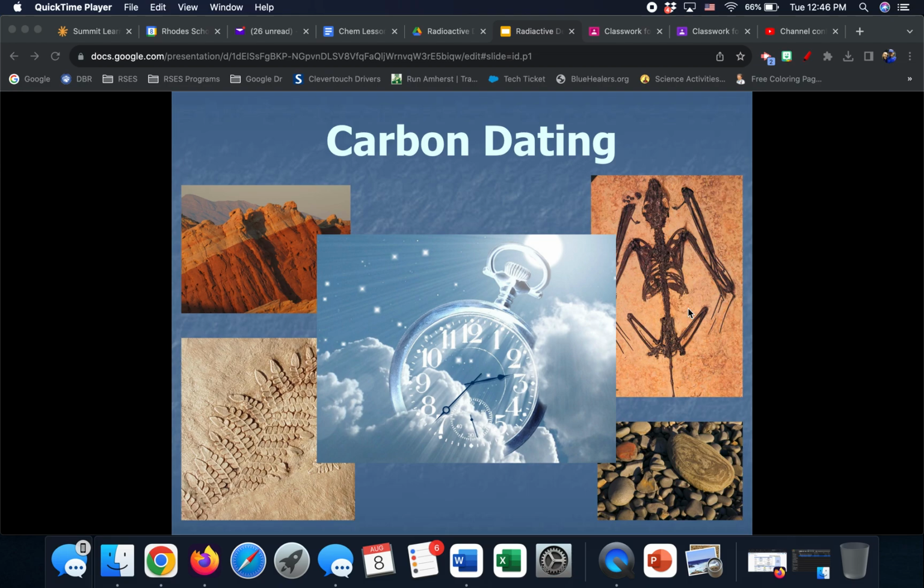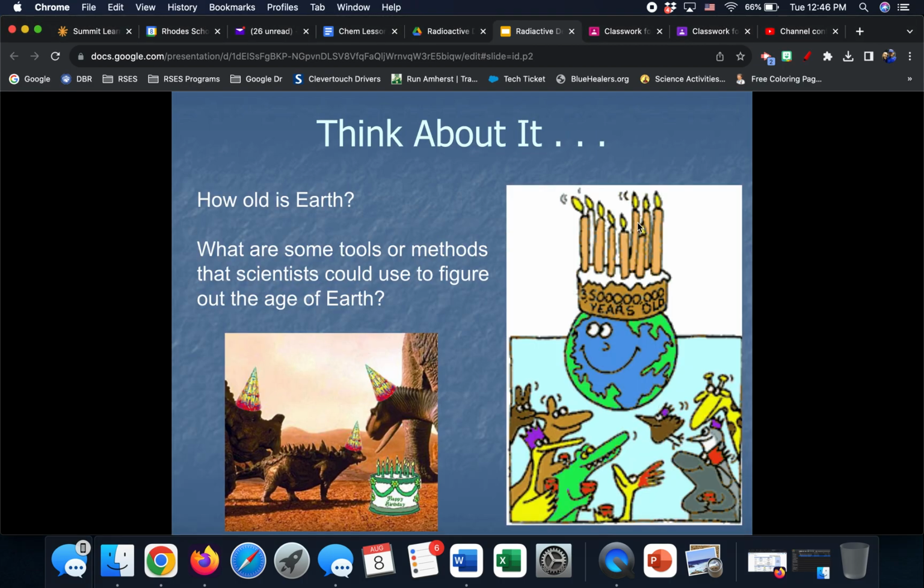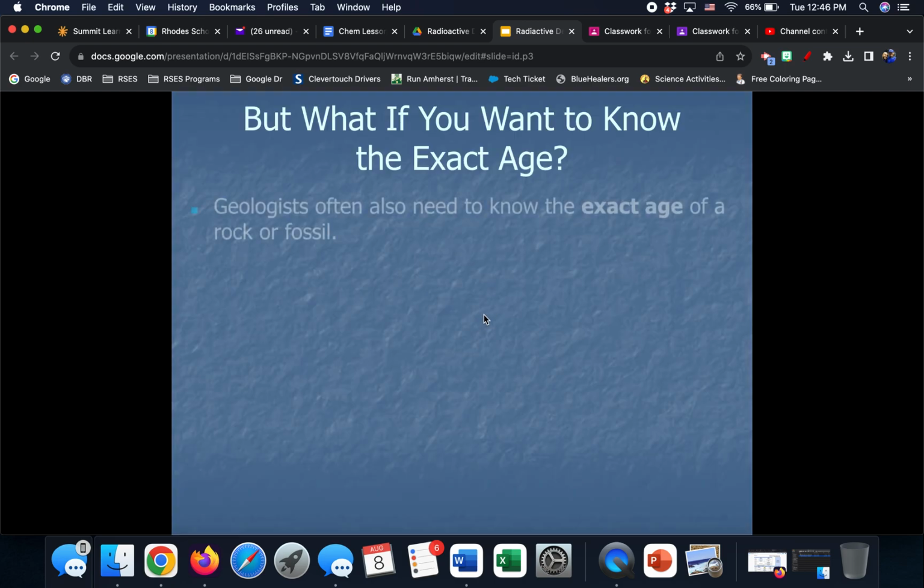It's set. We'll talk a lot about carbon dating, radioactive dating, and how it's done. So we said Earth's about 4.6 billion years old. How do we know such things? That seems like a pretty exact age.